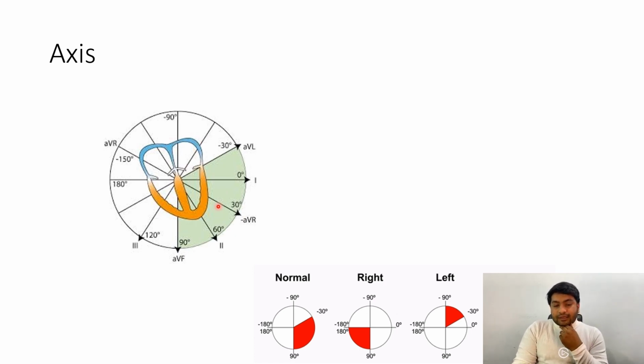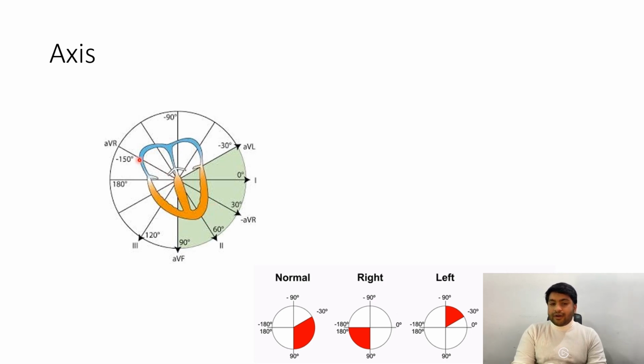Let's look at another example. For example, due to some cause, maybe pulmonary stenosis or pulmonary hypertension, we have right ventricular hypertrophy. This right ventricle increases its size. So what happens is our axis starts moving towards the right side. So again, in right ventricular hypertrophy, we can have our axis in this direction. Similarly, if we have left ventricular hypertrophy or left atrial enlargement, we will have our axis deflected more towards the left side.